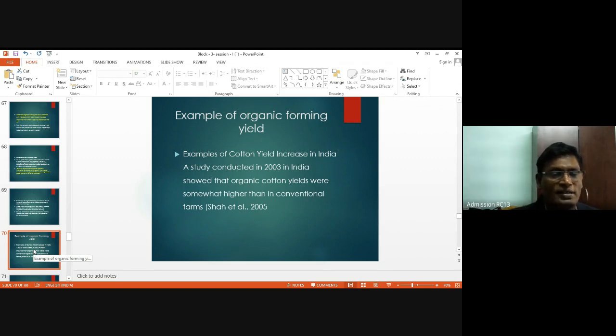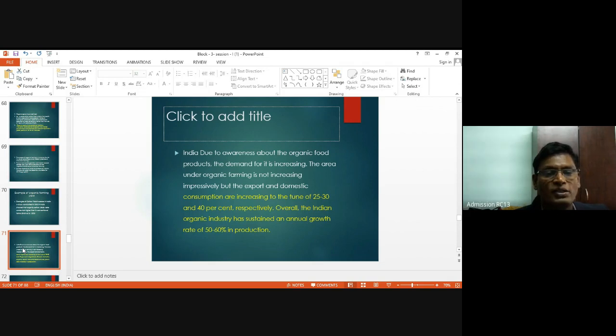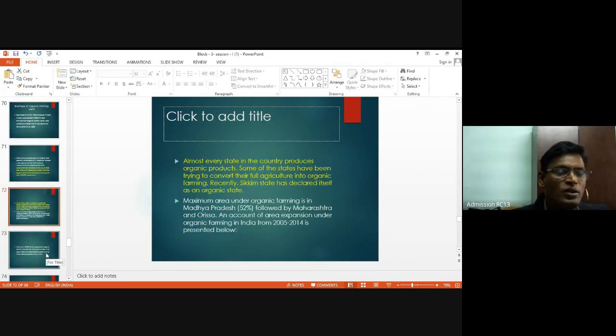Cotton yield increase in India: a study conducted in 2003 in India showed that organic cotton yields were somewhat higher than in conventional farms. So we have experimentally proved that organic cotton yields are higher than what we get in conventional or chemical farming. In India, due to awareness about organic food products, the demand is increasing. The area under organic farming is not increasing impressively, but export and domestic consumption are increasing to the tune of 25 to 30% and 40% respectively. Overall, the Indian organic industry has sustained an annual production growth of 50 to 60%. This is good, as we depend on production through organic farming.